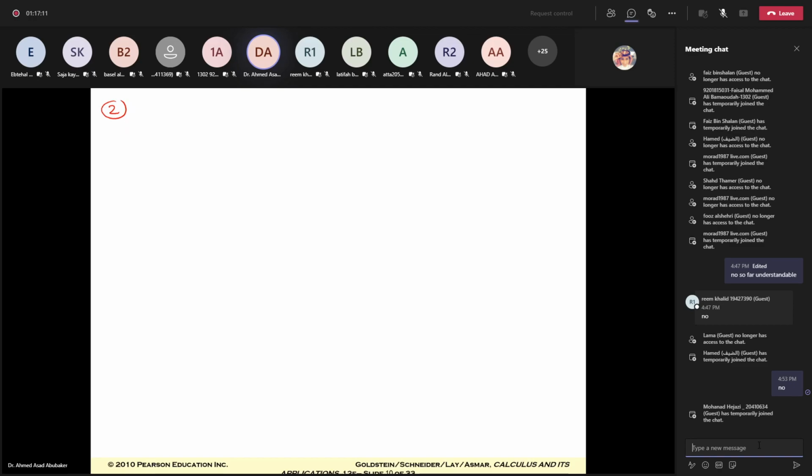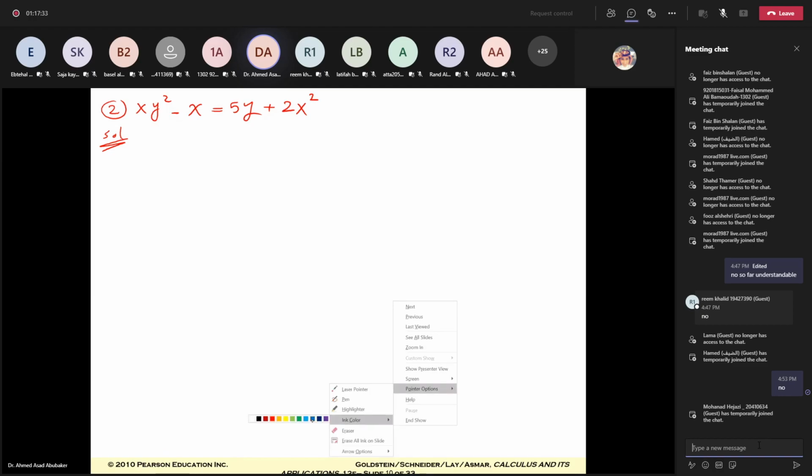Okay, go to another example. We have xy² minus x equals 5y plus 2x². The solution: look at this. This is multiplication.